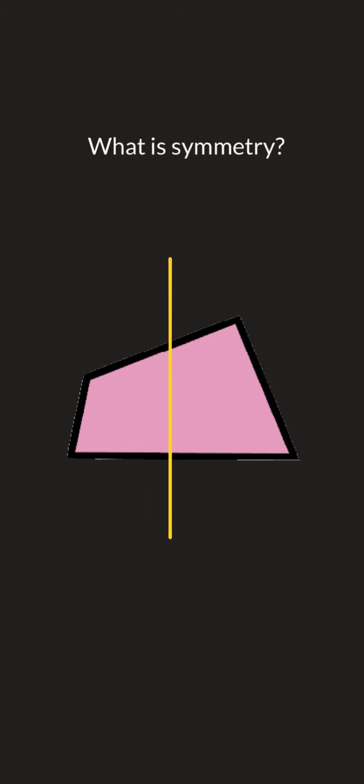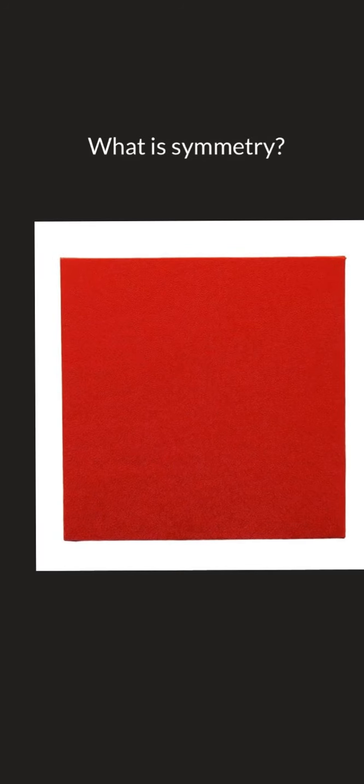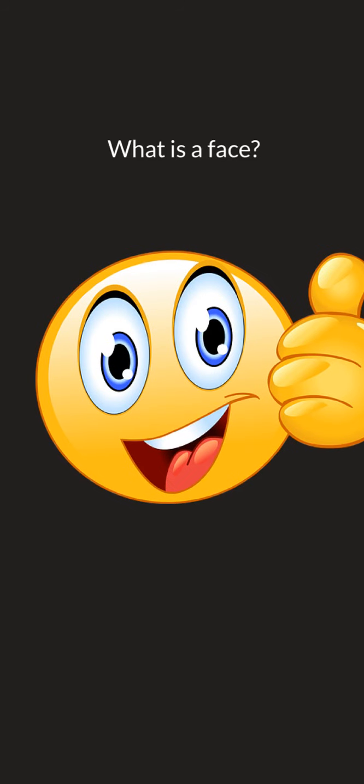Let's look at it with a square. If I drew a line to halve this square, you can see that both parts are exactly the same. So a line of symmetry is where both parts are exactly the same. What is a face? We talk about faces as people's faces, or smiley faces, or sad faces. That's where we've heard the word face before.